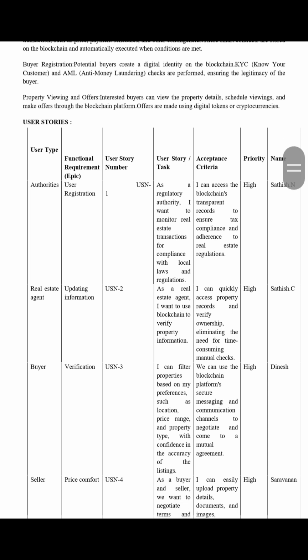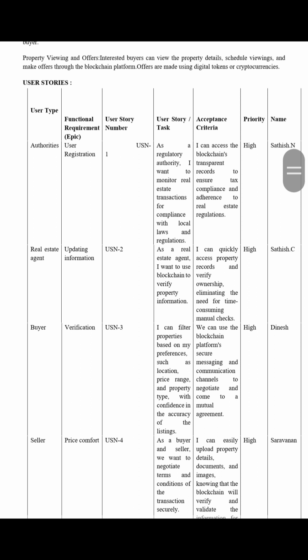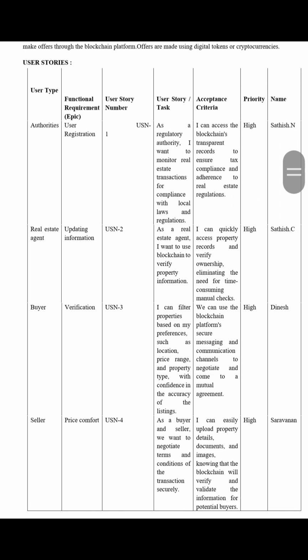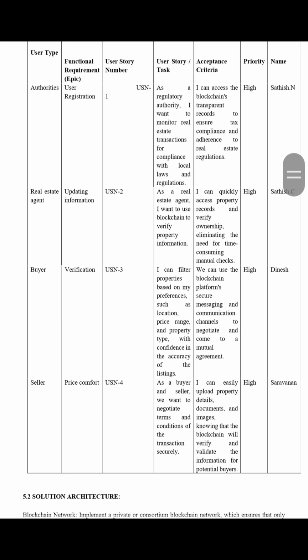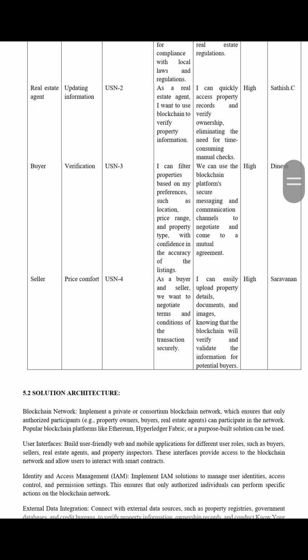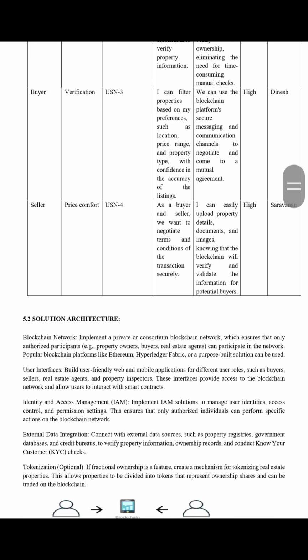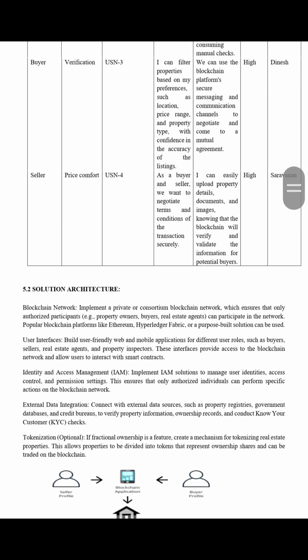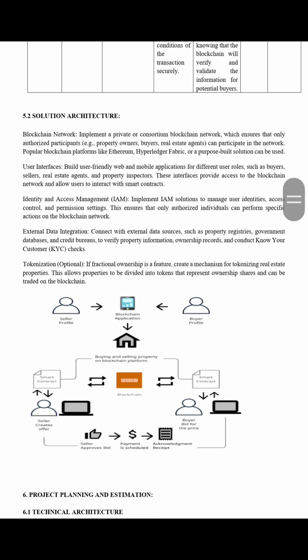Blockchain network, user interface, external data integration, and tokenization are involved in the solution architecture. We will briefly see tokenization. If fractional ownership is a feature, create a mechanism for tokenizing real estate properties. This allows properties to be divided into tokens, thus representing ownership shares that can be traded on the blockchain. The diagram below shows the solution architecture of the real estate system using blockchain technology.